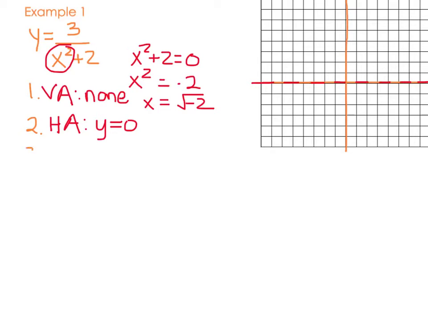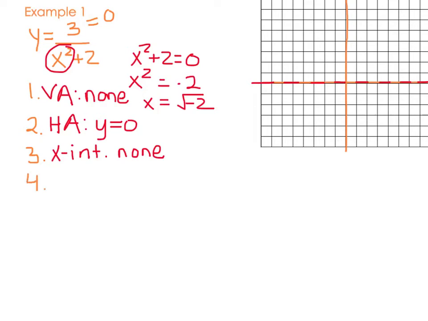Alright, the third thing we want to think about, x-intercepts. So if I wanted to try to set the numerator equal to 0, I wouldn't get anything, because if you say 3 equals 0, that doesn't tell you anything about x. So for our x-intercepts, if I were to ask you what they are, you would just say none. It doesn't cross the x-axis. You have an asymptote there, so it kind of gives you a hint that you're not actually going to cross it.